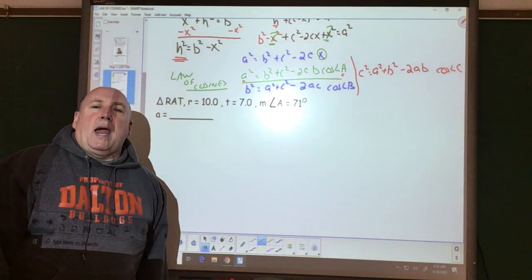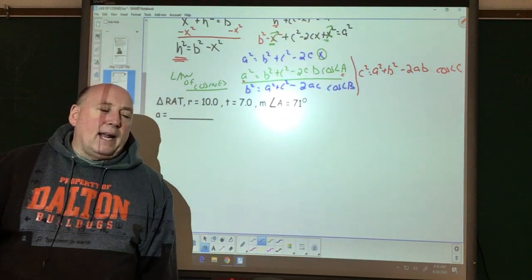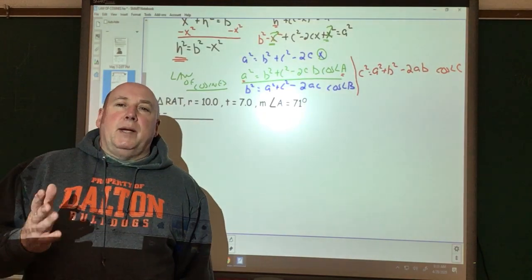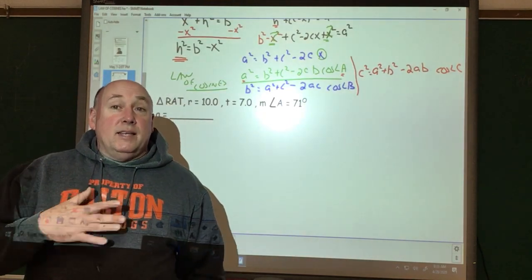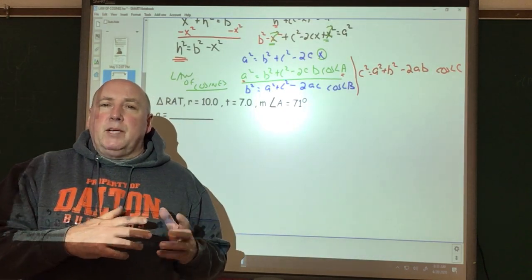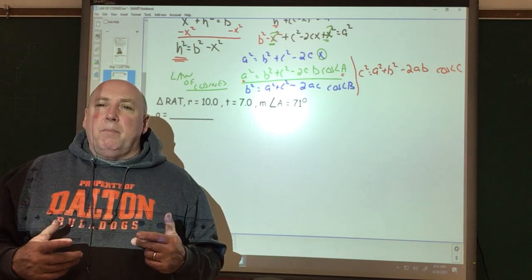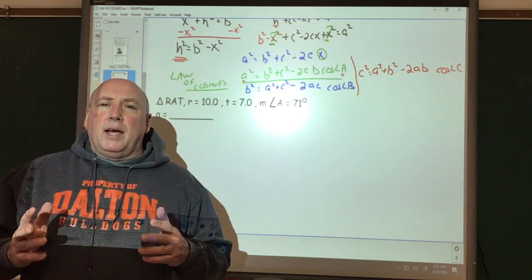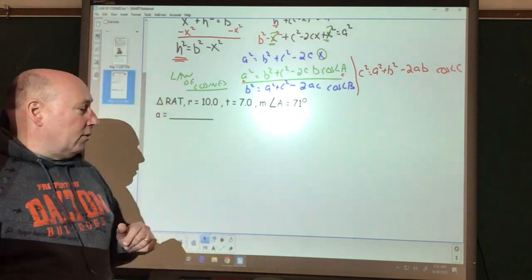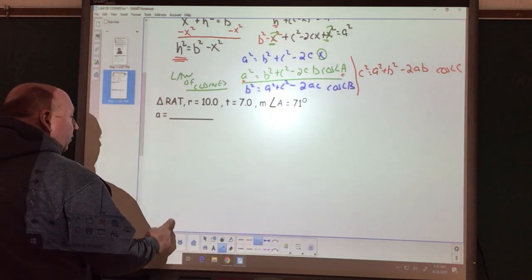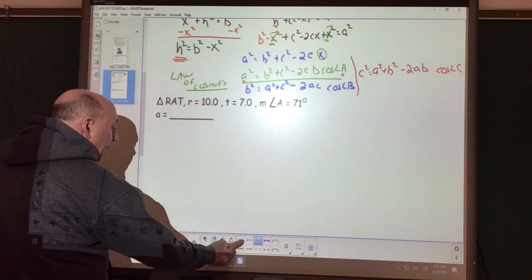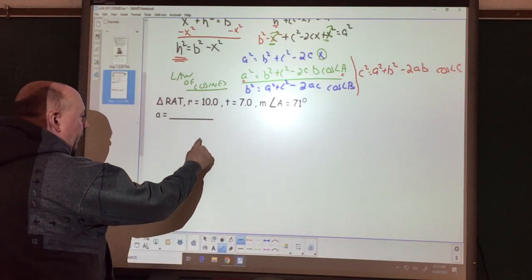Here we have triangle RAT. Now, as talked about every time in this class, the best thing we could do to help ourselves out is to draw a picture, draw a picture, draw a picture. Now, my pictures of my triangles all pretty much look the same. They don't have to be anatomically correct. They don't have to be drawn to any type of scale. They just have to be a triangle down there. Most of my triangles are going to look like this.